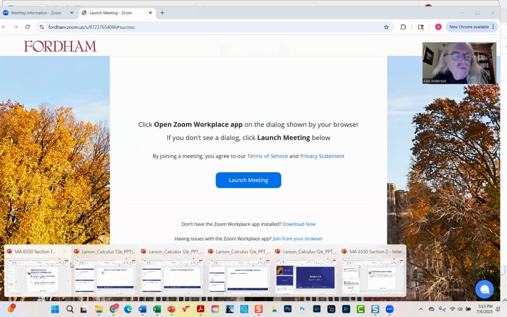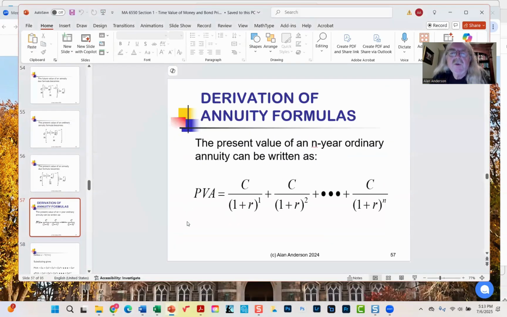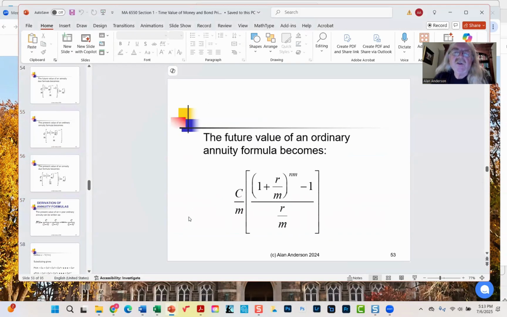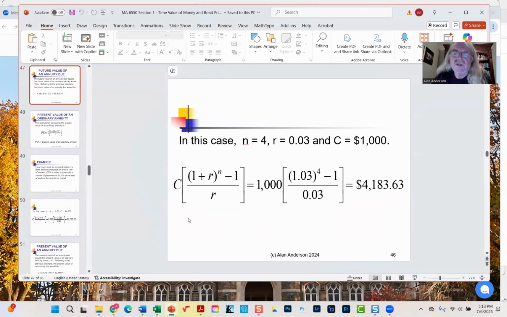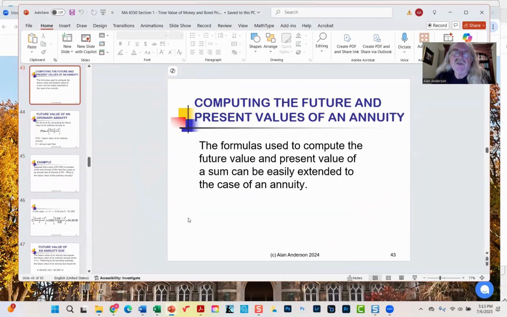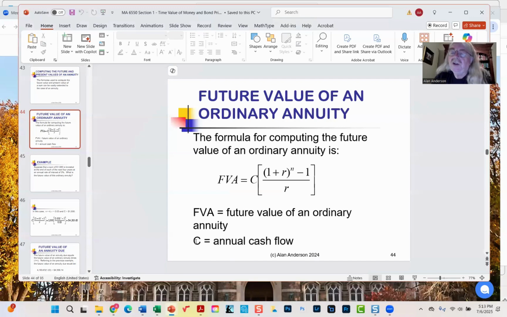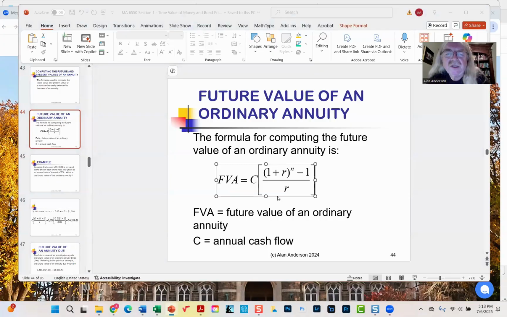Right here at the end of section one, what we had just done last time was we introduced the two formulas for the future value of an annuity and the present value of an annuity. And I did mention that proving them is not too difficult, so we're going to give it a shot. So here's the future value of an annuity.